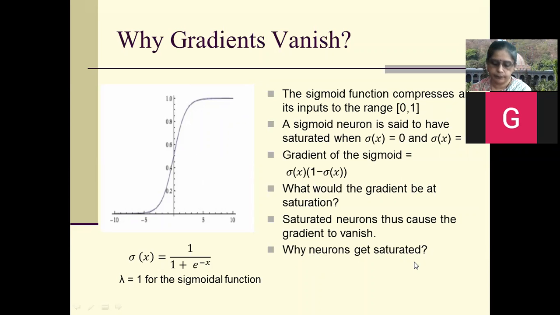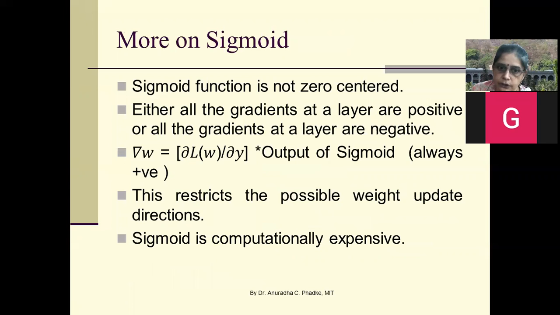Now why do neurons get saturated? If a neuron is saturated, the gradient becomes 0 and there won't be any weight updation. But what is the reason for neuron saturation? Your sigmoidal function is not 0 centered. So either all the gradients at a layer are positive or all of them are negative. And your del W is always proportional to the gradient multiplied by the output of the sigmoid, which is always positive.